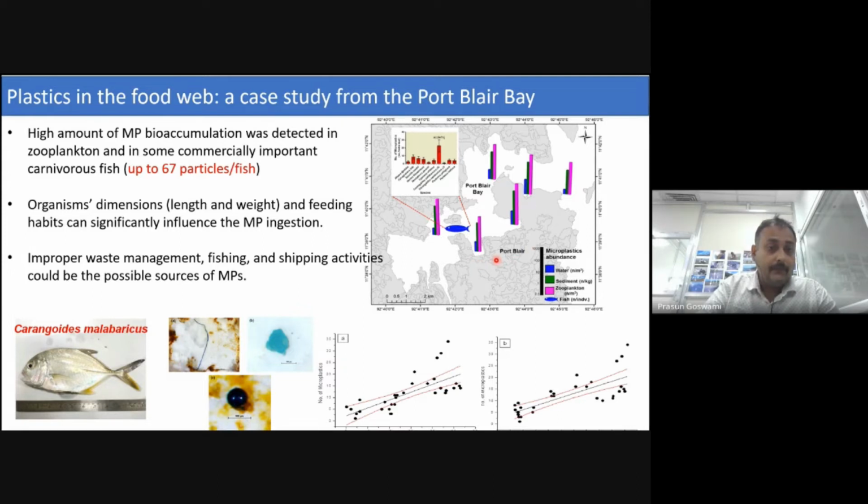And what we found was a high amount of plastic ingestion in carnivorous fish, and even in commercially important fish, that is carangids. We detected nearly 67 particles per fish. Again, lower food chain organisms like zooplankton also showed a high amount of microplastic bioaccumulation. So we eventually found that zooplankton or fish feeding habits can influence microplastic ingestion in these organisms. That is very alarming.